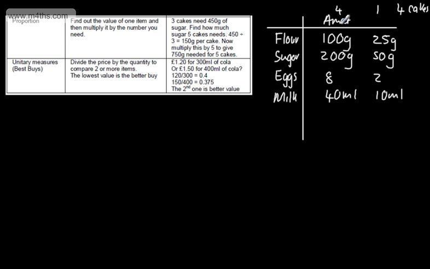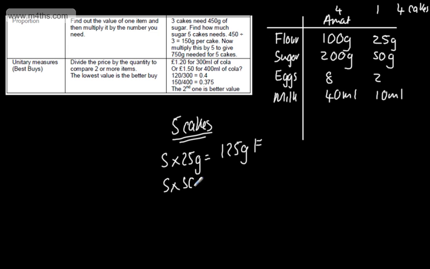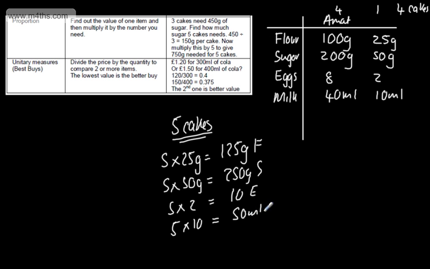So if we were told that these are the ingredients for 4 cakes and we wanted to make 5 cakes, then all we need to do is 5 times 25, which would give us 125 grams of flour. 5 times 50 grams would give us 250 grams of sugar. Eggs, 5 times 2 gives us 10 eggs. And milk, 5 times 10 gives us 50 ml of milk. Okay, that's one way you can do it.